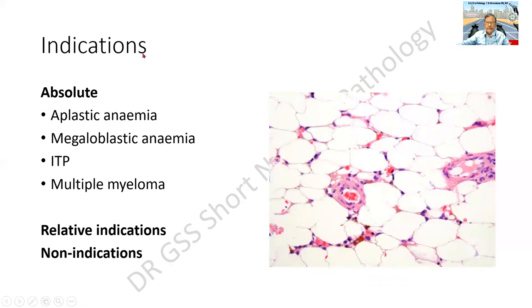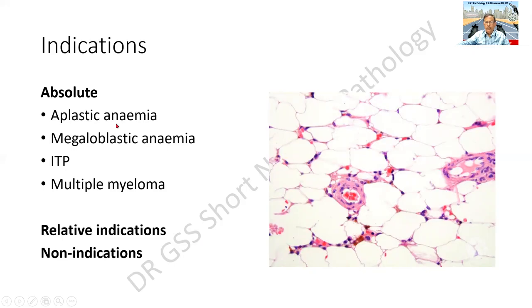What are the indications for a bone marrow aspiration? There are three headings. One is absolute indication, relative indication, and non-indications. Absolute indications means without the bone marrow, I cannot make a diagnosis at all. Look at this one. This is a marrow over here. These are all the fat spaces. Normally, it should be about 40 to 50%. In this section over here, I'm finding nearly 80 to 90% only fat. That means it is a case of aplastic anemia.